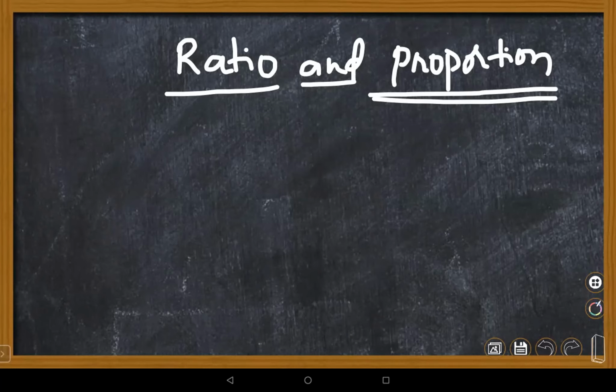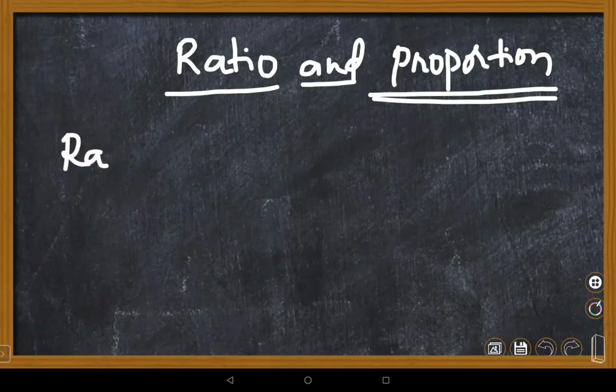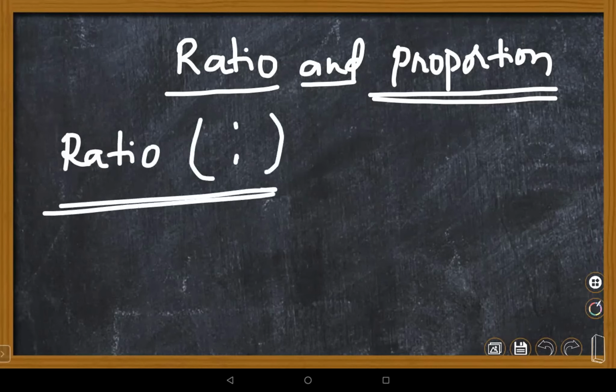But when we compare things, not only by doing subtractions, by doing division also we can compare. Ratios are nothing but comparing quantities by doing division. Division, very important. Ratio is denoted by a symbol, children. The ratio symbol is two dots. Comparing two quantities, comparison by division. Ratio is nothing but comparison by division.